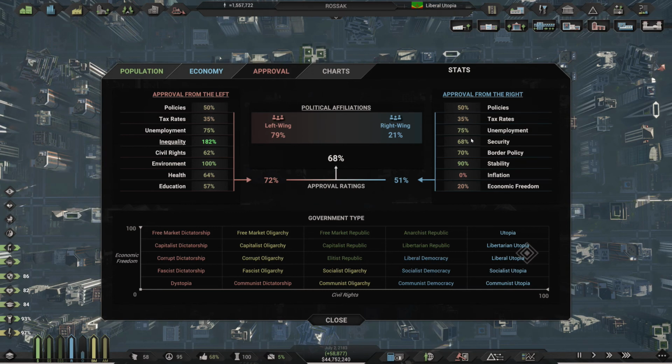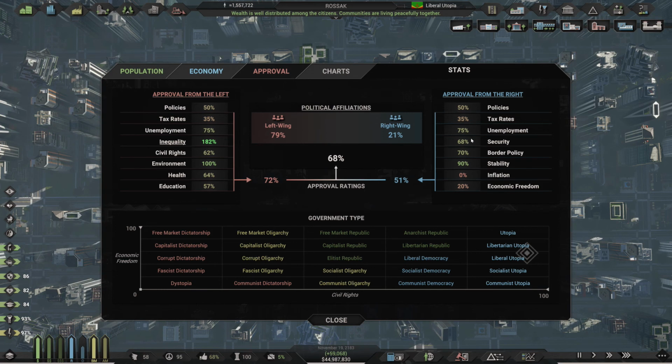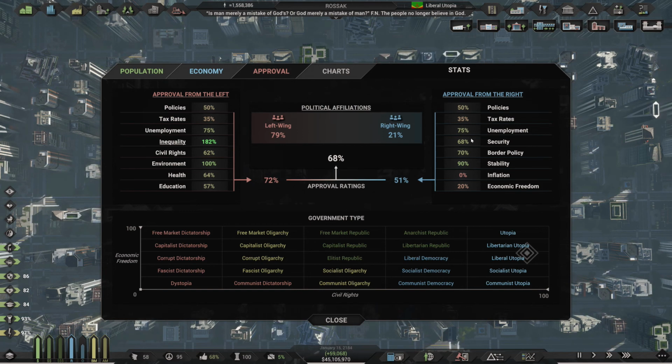Now you've got government types. If we go to the left-hand column, we have things like free market dictatorship, capitalist dictatorship, corrupt dictatorship, fascist dictatorship, dystopia. Okay, that's bad stuff. Come way over here onto the far right, and you have at the top a utopia, libertarian utopia, liberal utopia, right in the middle there socialist utopia, and then communist utopia.